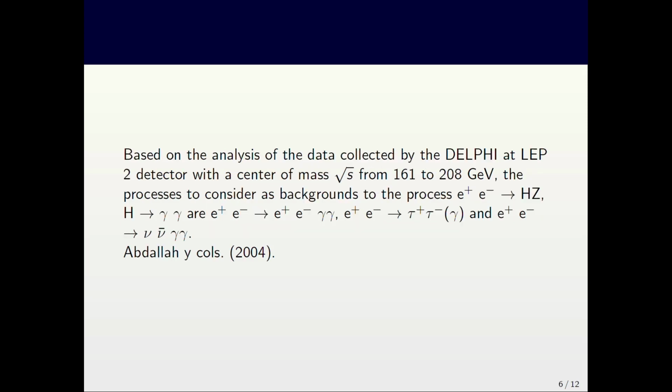Based on the analysis of the data collected by DELPHI at LEP2 detectors with different center of mass energies, the processes to consider as background to the process of this work are, when we have an electron-positron collision, the final states of an electron and positron, a pair of photons, a pair of taus, and a pair of neutrinos and photons.